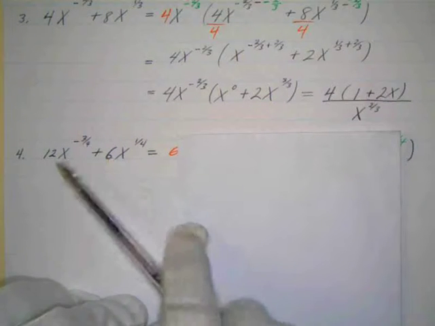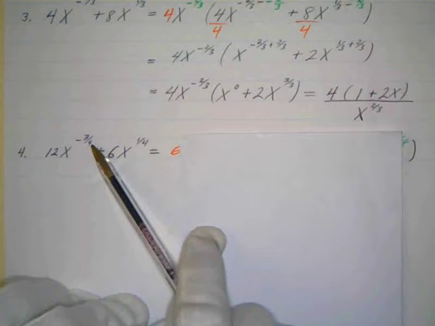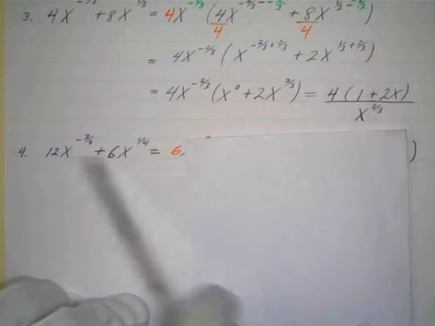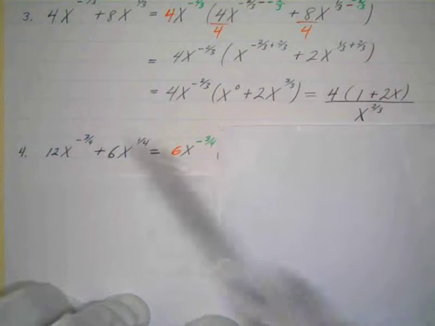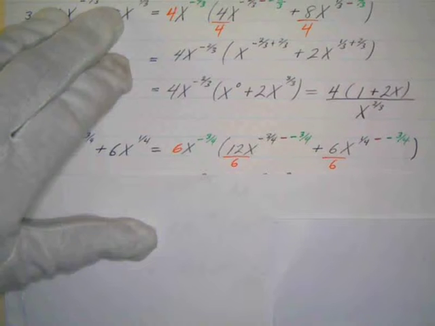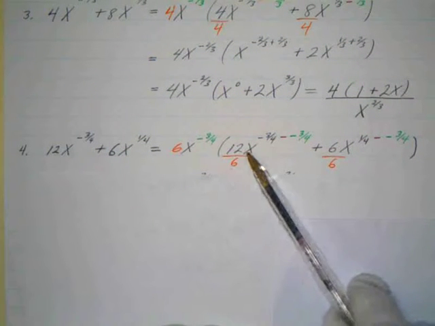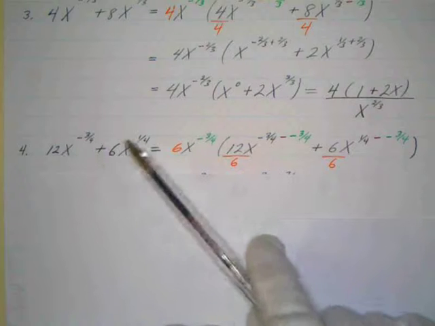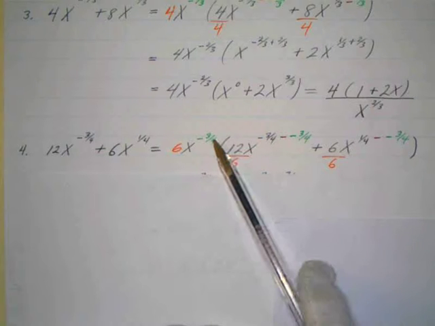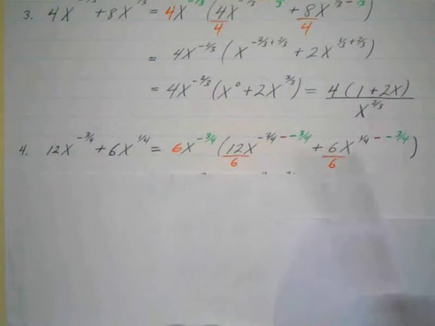So 6 is a common factor for 12 and 6. And then my least power would be negative 3/4 because the other is positive, so that's obviously least. So I'm going to factor out 6 because that goes into both numbers, and x to the negative 3/4. And then I wrote this out again to show you the steps. So this is 12 divided by 6 because I'm factoring out the 6. x to the negative 3/4, that was this, that's why it's in black. Minus negative 3/4. And then this term, 6 divided by 6, x to the 1/4 minus negative 3/4.